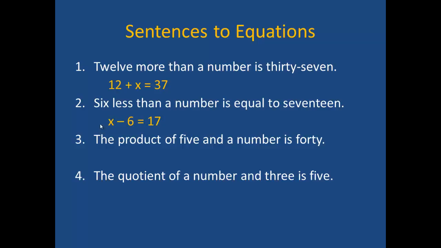In example 3, the product means multiply. So the product of 5 and a number is 40, would be 5x equals 40. On our last example on this slide, the quotient of a number and 3 is 5. This means that a number divided by 3 equals 5.